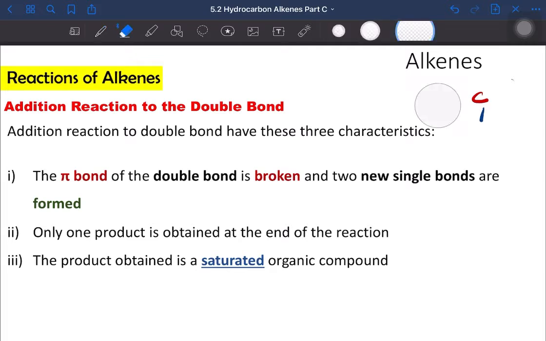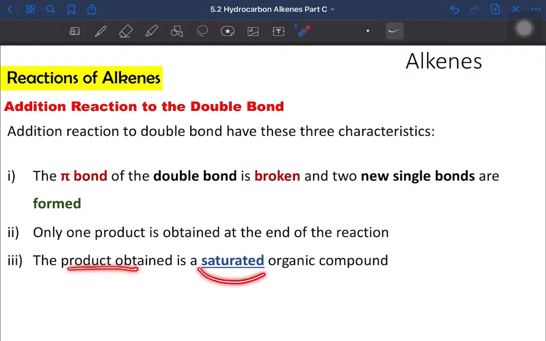Next, second one is only one product is obtained at the end of the reaction. And the last characteristic is that the product obtained is a saturated organic compound, such as maybe alkane, maybe alcohol, or maybe haloalkane, but the product is a saturated organic compound.